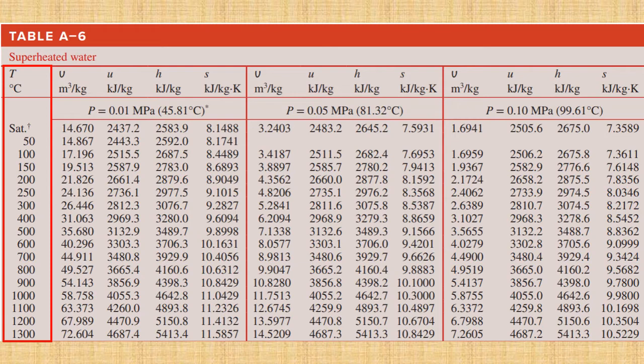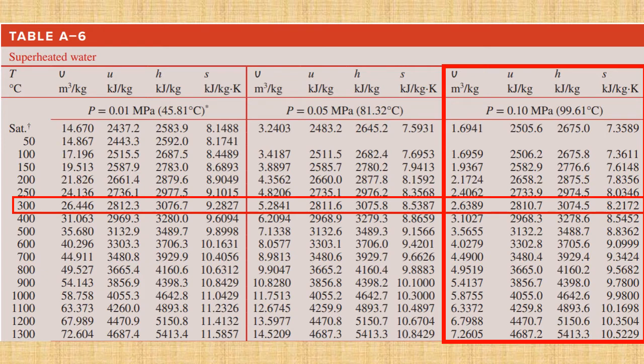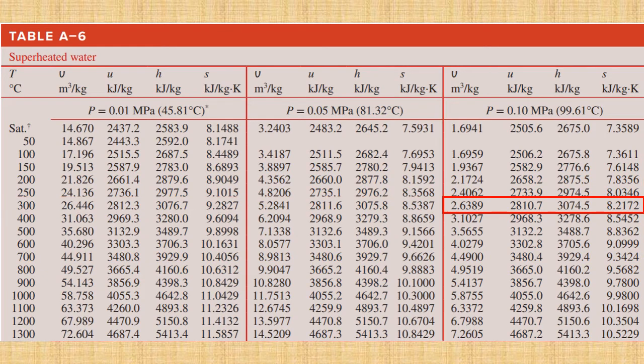For example, at a pressure of 100 kilopascals, which is equal to 0.1 megapascals, we would go to this box first, and then read across the row with the temperature value, let's say 300 degrees Celsius. The intersection of the box and the row, shown here, contains the specific properties for water at 100 kilopascals and 300 degrees Celsius. These are the specific volume, specific internal energy, specific enthalpy, and specific entropy.